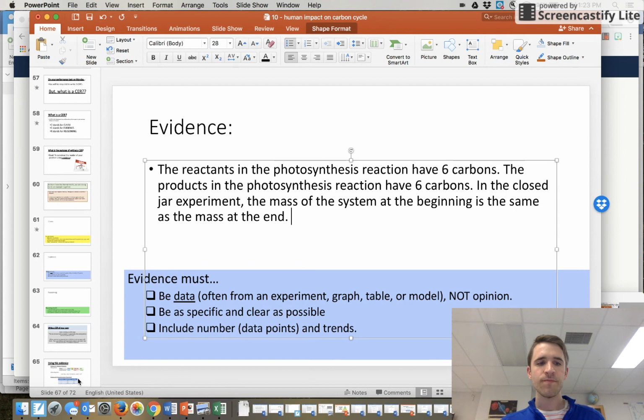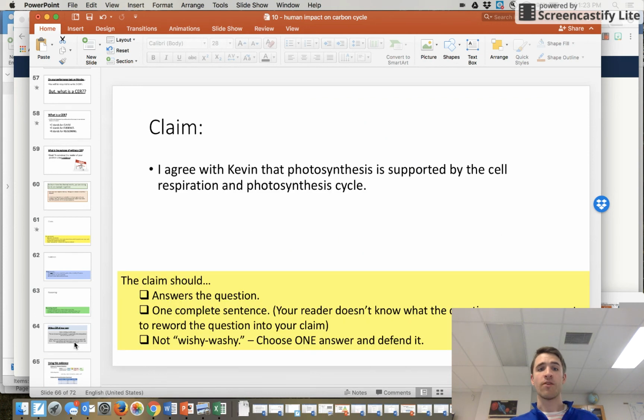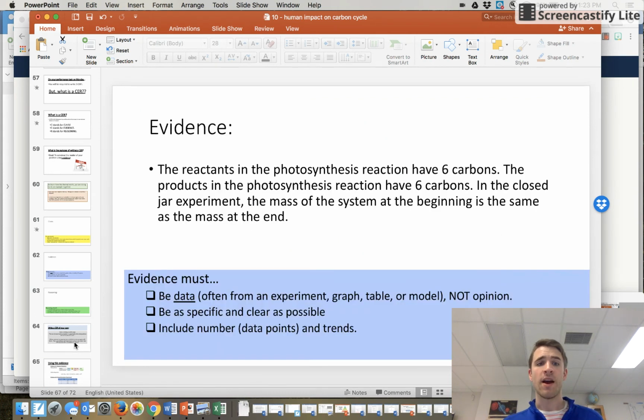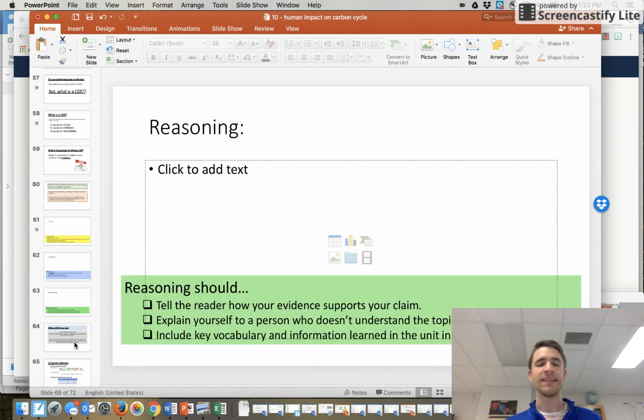All right, so let's go back to our prompt. So do we agree with this? Law of conservation of matter supported by the photosynthesis cell respiration cycle? We have our claim. I agree with Kevin. We have our evidence. The reactants in the photosynthesis reaction have 6 carbons. The products have 6 carbons. In the closed jar experiment, the mass of the system at the beginning is the same as the mass at the end. Now, reasoning, guys, I need to explain my evidence. I need to explain how my evidence supports my claim.